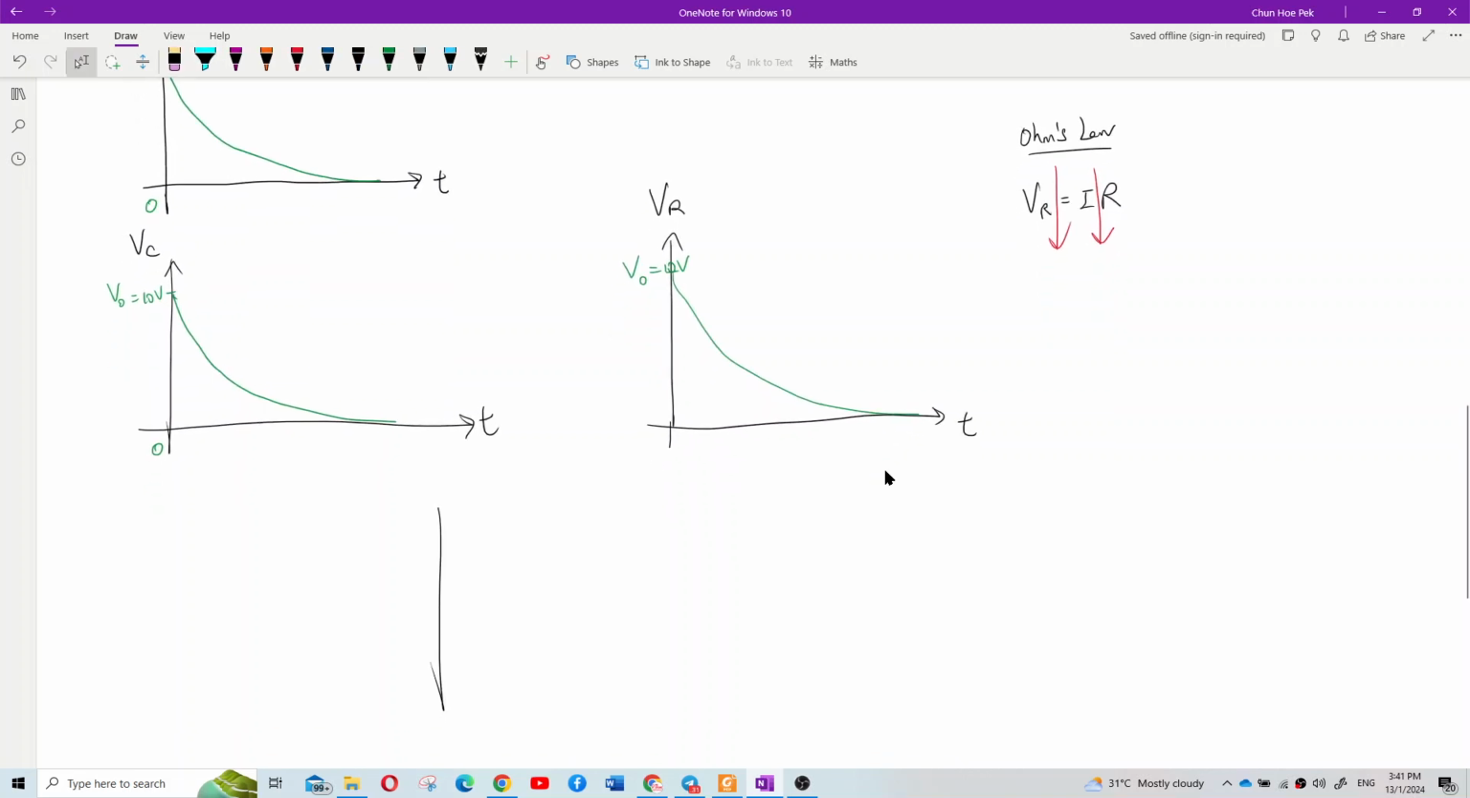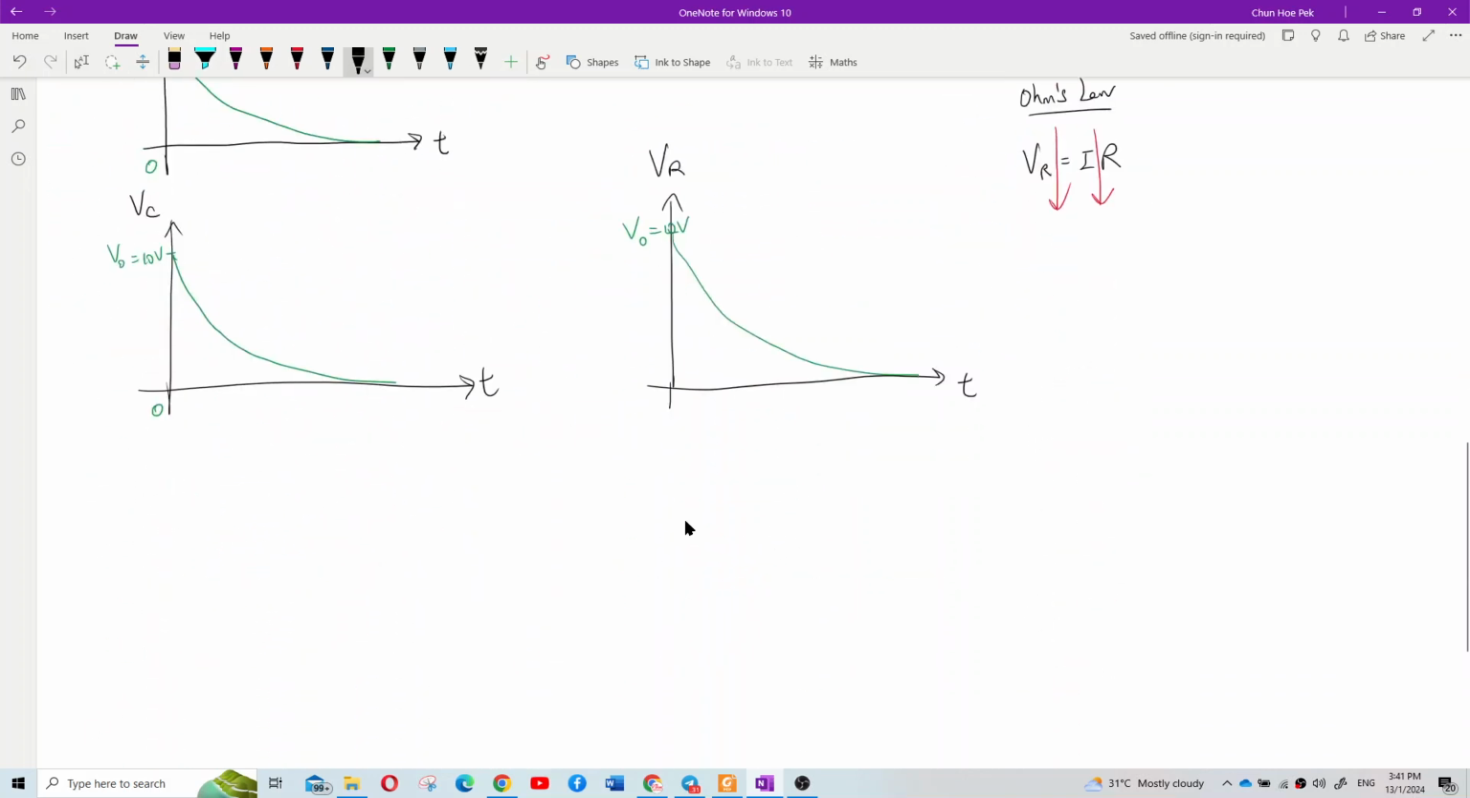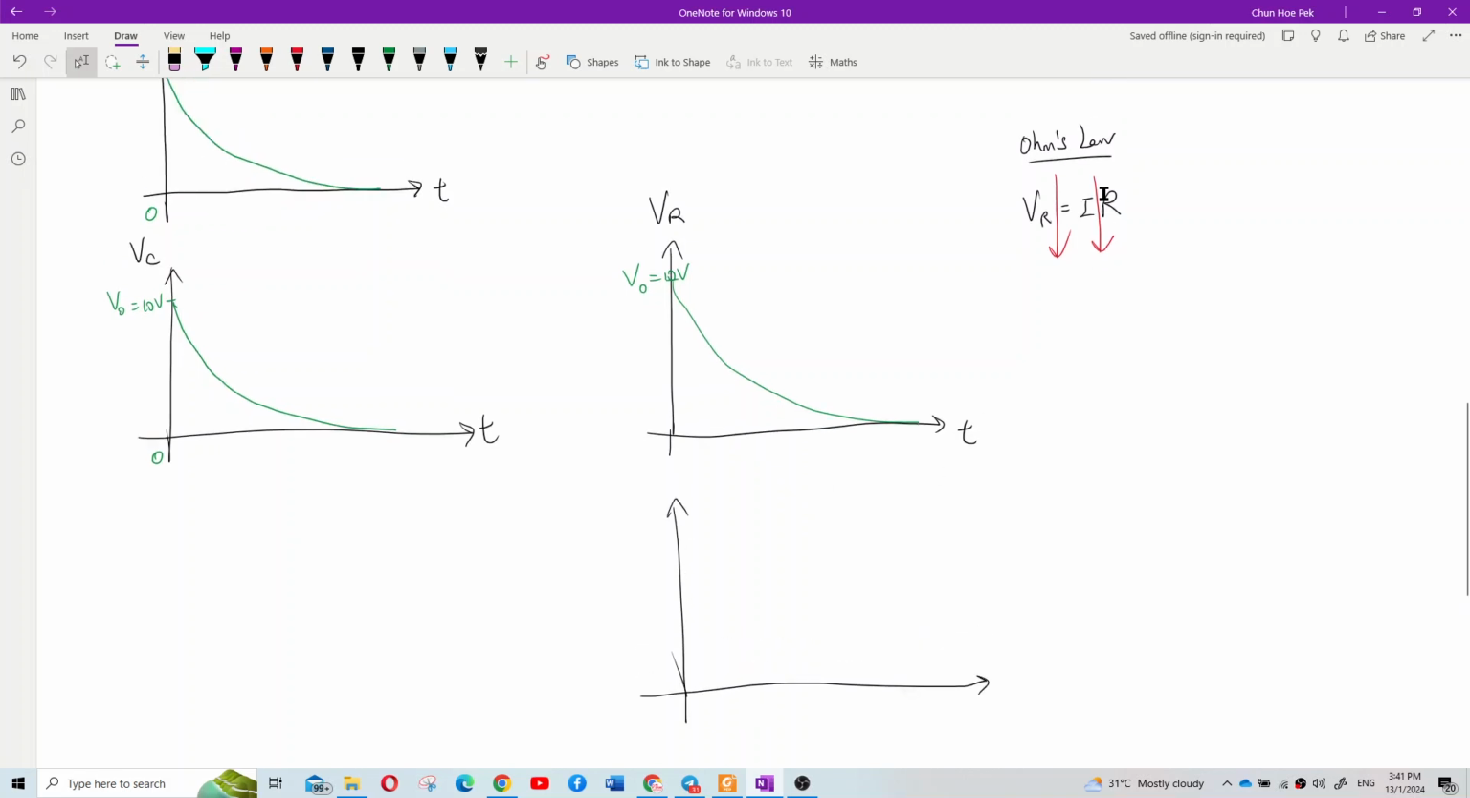Current semakin... Lukis di mana? Ya, saya lukis di sini sajalah. Saya lukis di sini, sebab dia tengok resistor punya. Dia tengok resistor, sebab follow formula Ohm's law, V equal to IR. So, current punya graph adalah kurang juga. Start from maximum I0, kurang menjadi kosong.